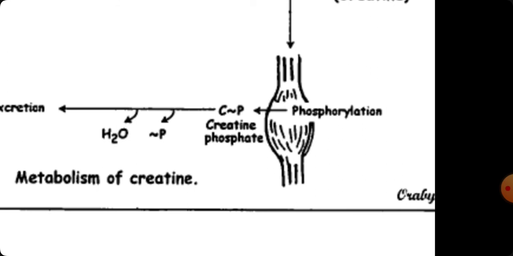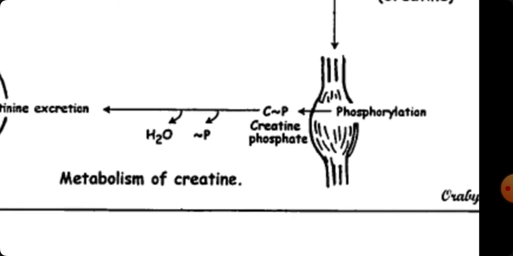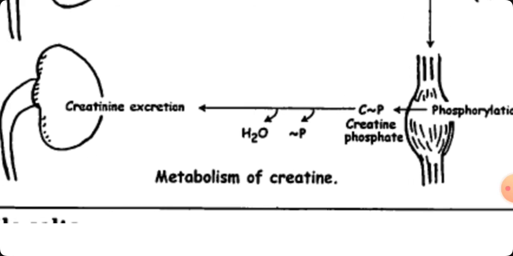This creatine in muscles is phosphorylated by a kinase, forming creatine phosphate. This creatine phosphate is catabolized by losing one water molecule and phosphate molecule. It gets converted into creatinine. This water soluble molecule easily gets excreted into urine. This is the metabolism of creatinine.